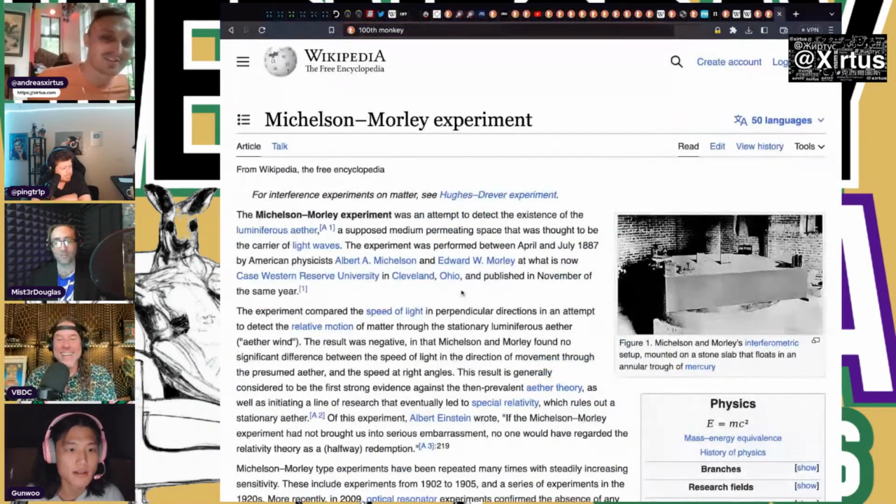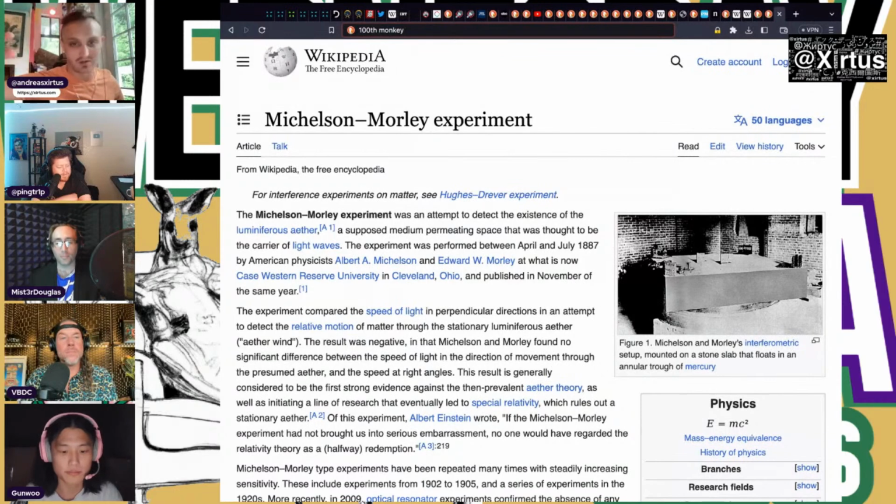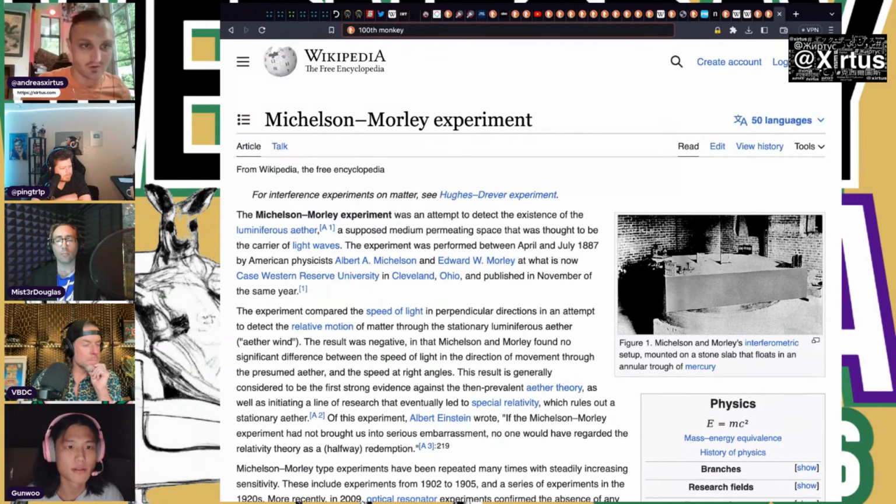So in the Michelson-Morley experiment, they tried to prove that the speed of light was changed through the ether. They said the results were negative, that there was no significant difference in the speed of light relative to the direction of movement through the presumed ether, and therefore it didn't exist. Because if you put light through water or other materials, they're able to test for it, and so this is their way.